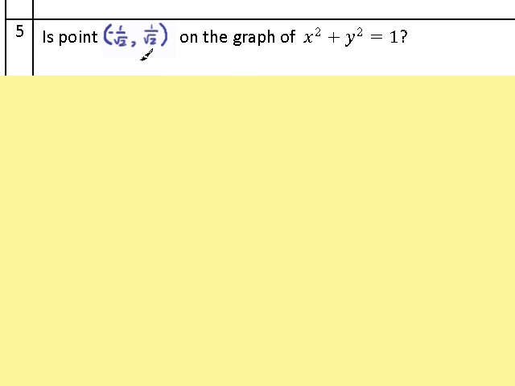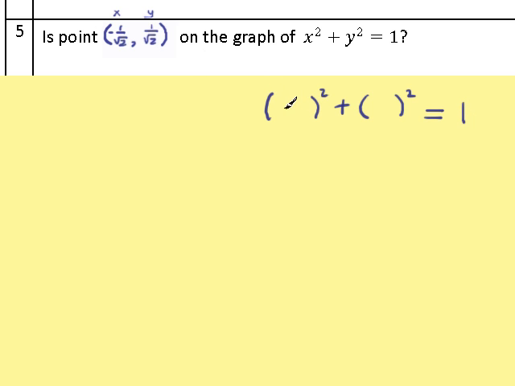In number 5, we want to know if this point is on this graph. So we're just going to substitute in for x and y. Let's rewrite this equation, and instead of x, I'm just going to put some parentheses. And instead of y squared, put parentheses squared.